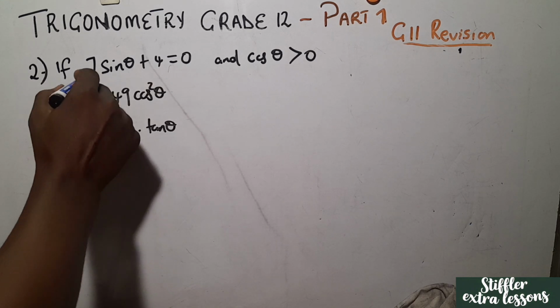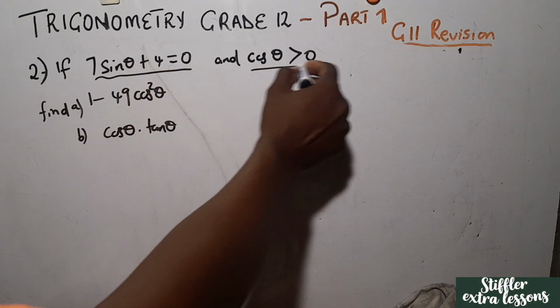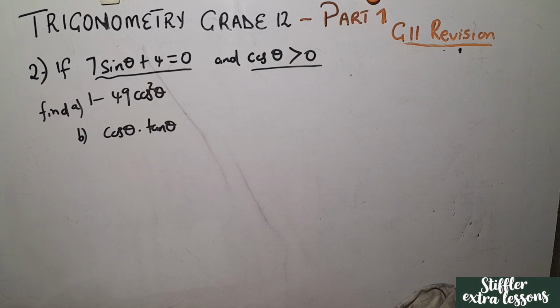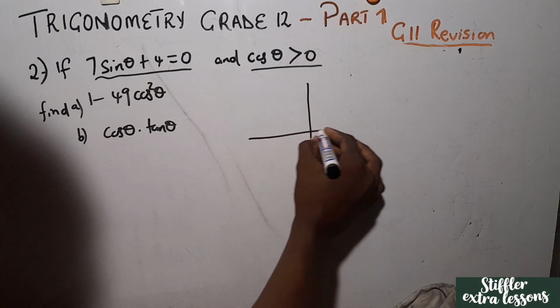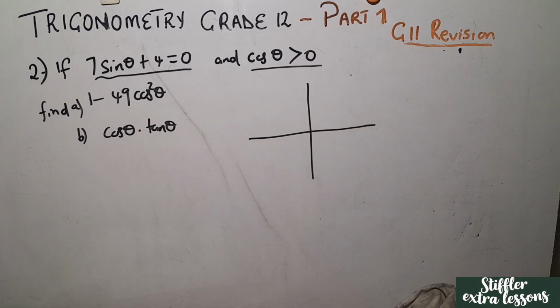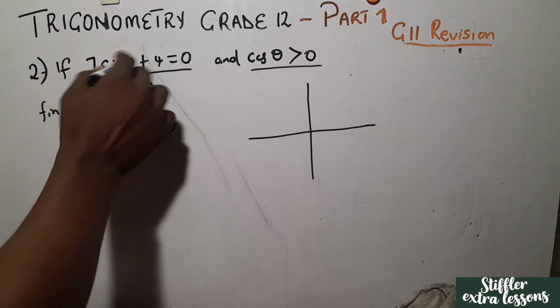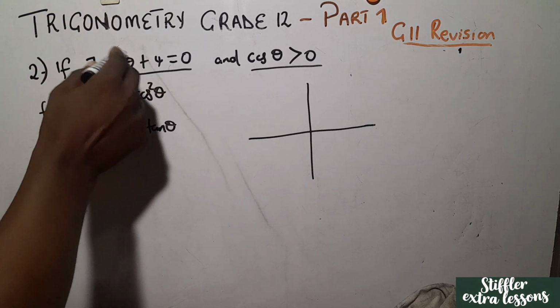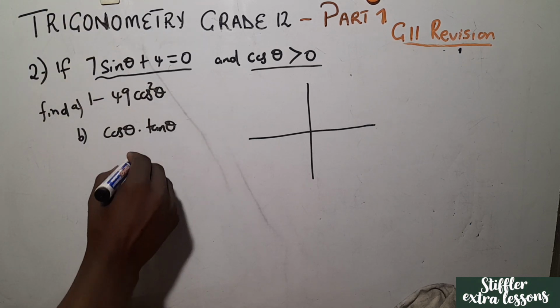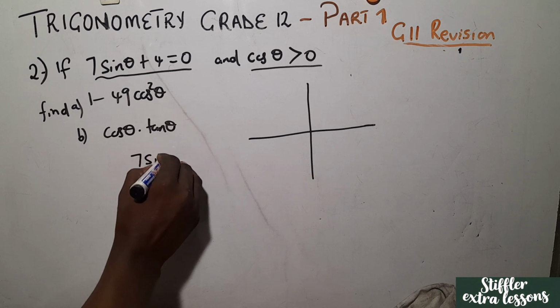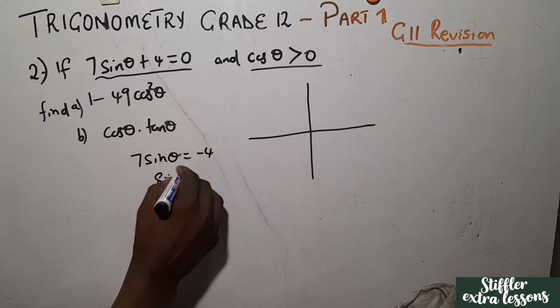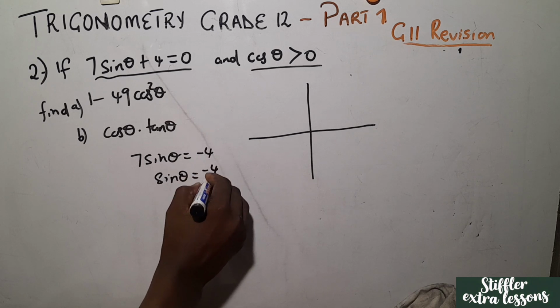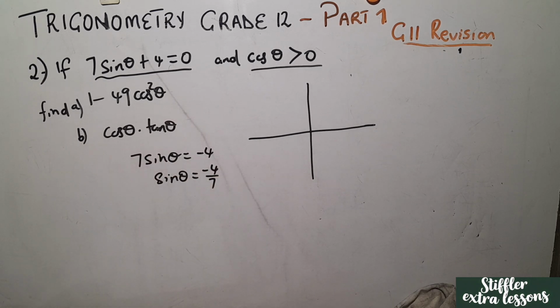So you can see that you are given this statement and also this statement. Whenever you are given that type, it means that we are drawing a Cartesian plane, like that, right? And also we have to solve this as if we are trying to solve the equation, but we must remain with the ratio this side. So that will be 7 sine theta is equals to -4. So our sine of theta becomes -4 over 7, right?